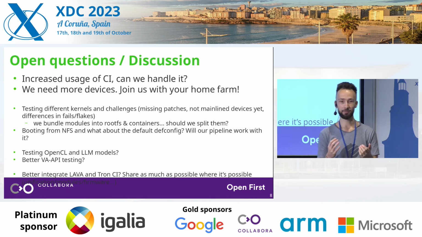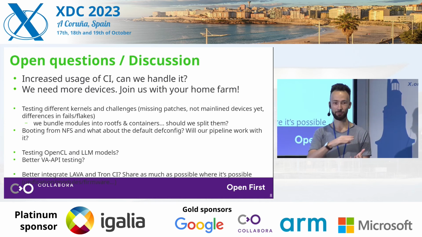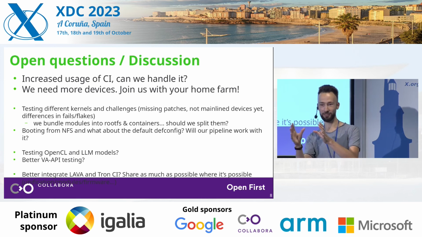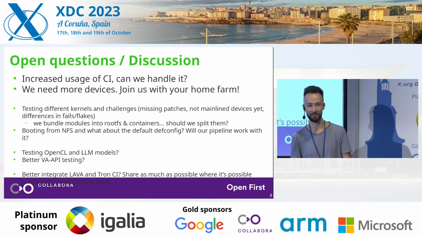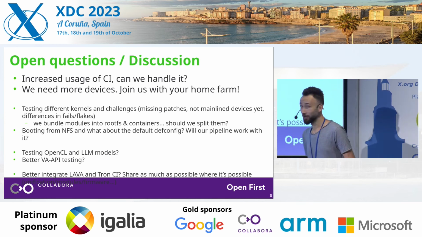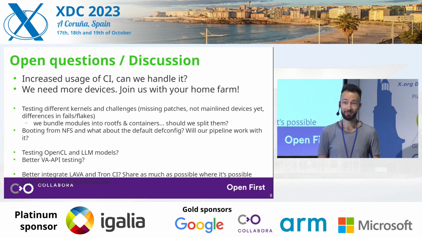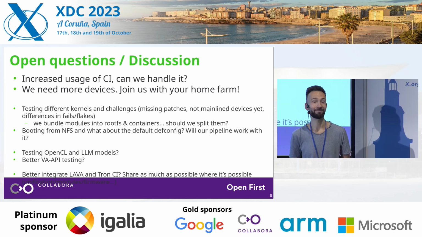Because MesaCI is very good at testing Mesa, it's also very good at testing the kernel: if we know Mesa works very well and we switch the kernel, the regression will probably be caused by the kernel. So it's more like an ask and a discussion. We would be very happy if you would.